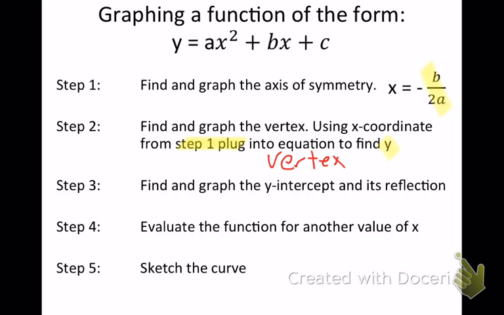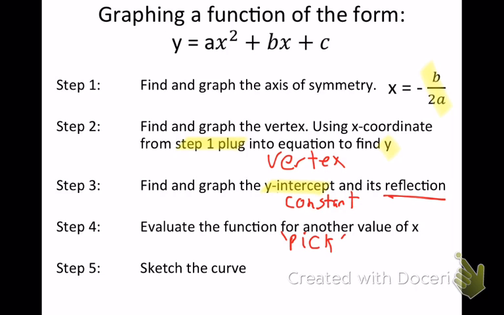Next, you'd want to find and graph the y-intercept. That's my constant. And its reflection. And then step 4 says evaluate the function for another value of x. You get to pick one more value of x.